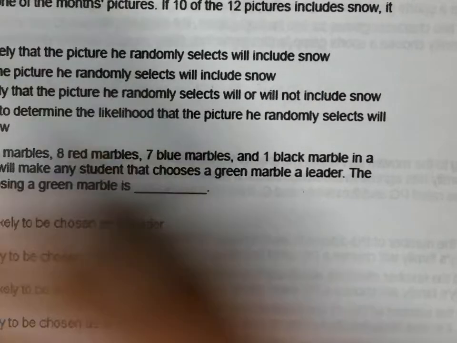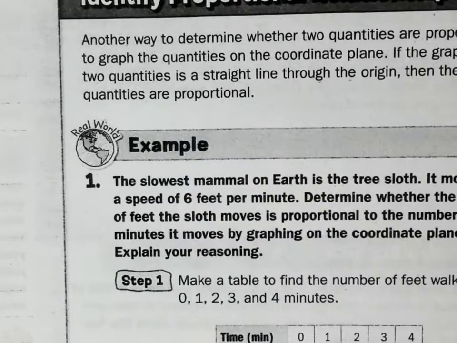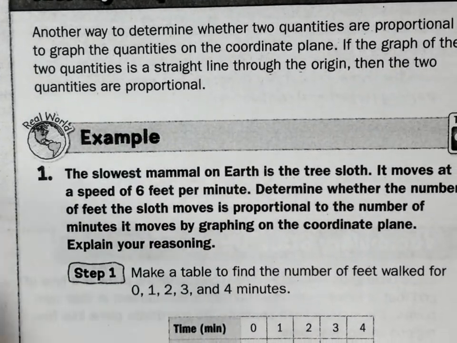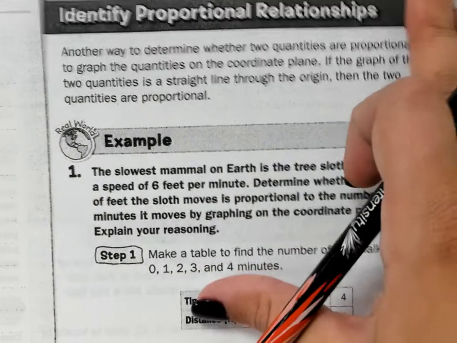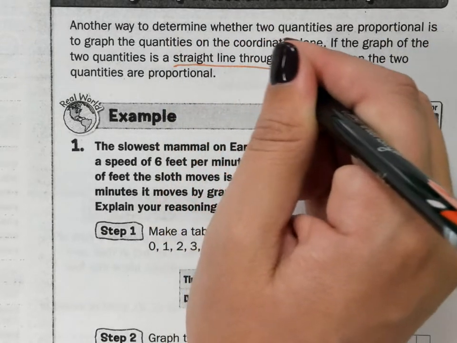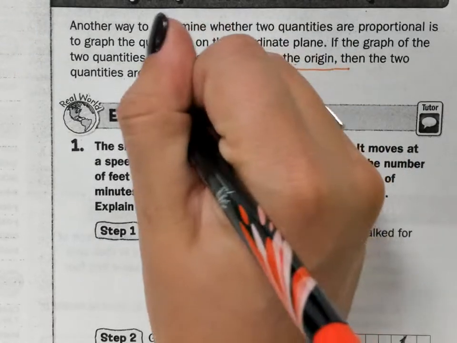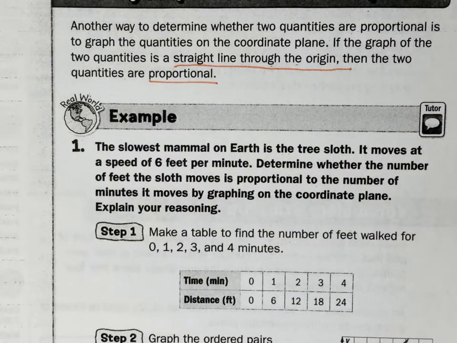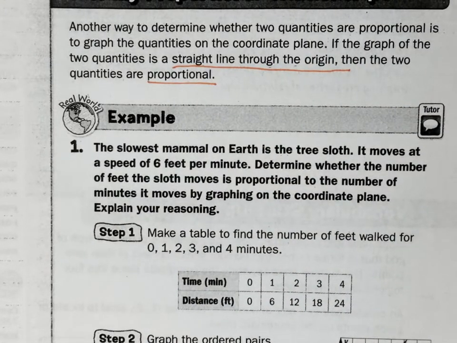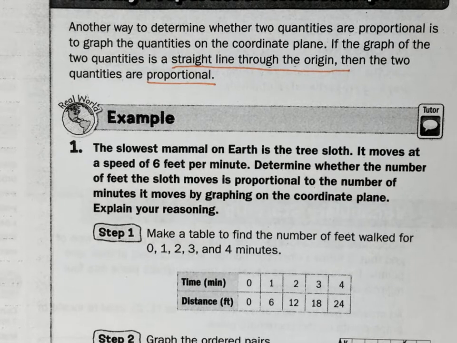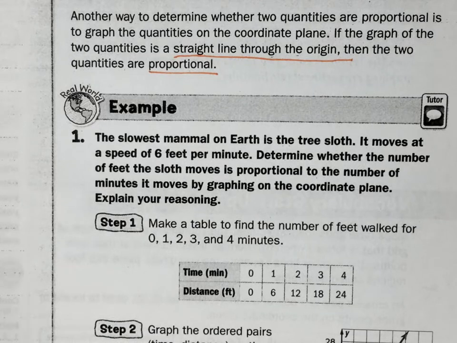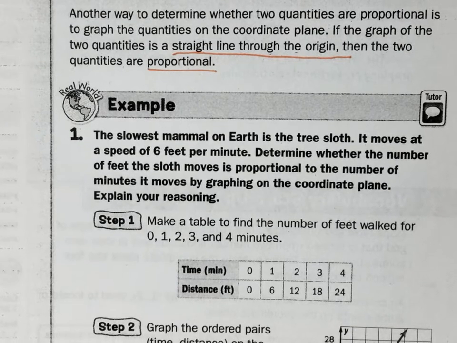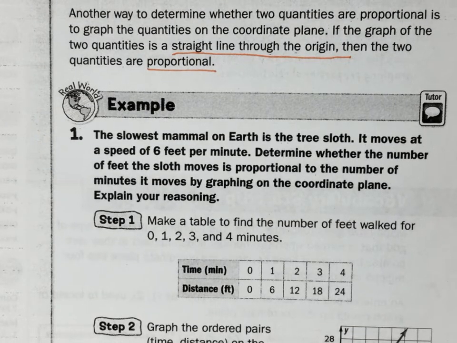So flip over. It tells us another way to determine whether 2 quantities are proportional or not is to graph them on the coordinate plane. And if the graph of the 2 quantities is a straight line through the origin, then the 2 quantities are proportional. So if you graph quantities and they form a straight line and they also go through the origin, then it means that they are proportional. If it's a straight line but it does not go through the origin, it is not proportional. It has to go through the origin and it has to be a straight line. So both of the 2.